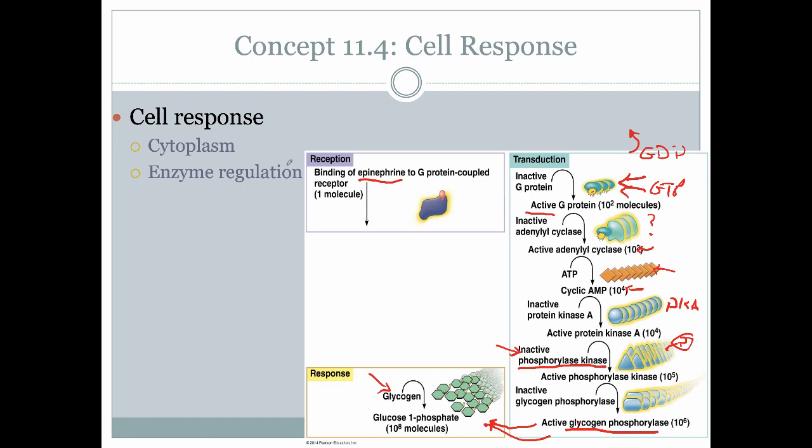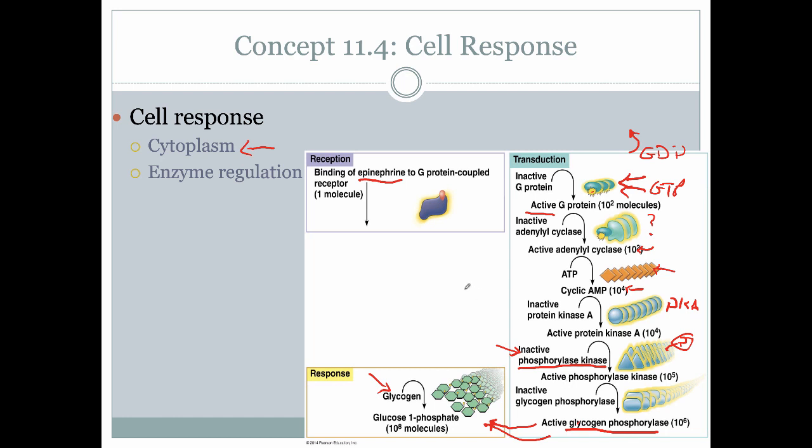Okay, so this is all taking place in the cytoplasm, right? Epinephrine's on the outside of the cell, but once it binds to this receptor, all of these molecules are being activated in response to that single epinephrine. You'll also see all the amplification steps. We've converted a single epinephrine molecule to 1 million glycogen phosphorylase molecules in the order of milliseconds. So this is an extremely rapid response, right?